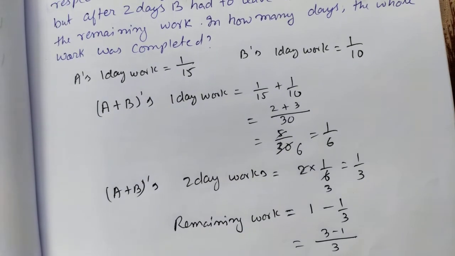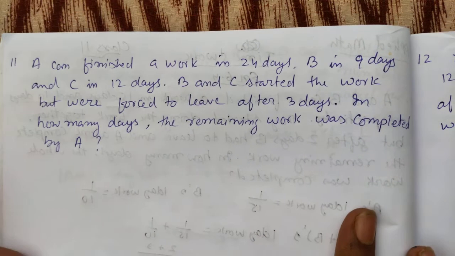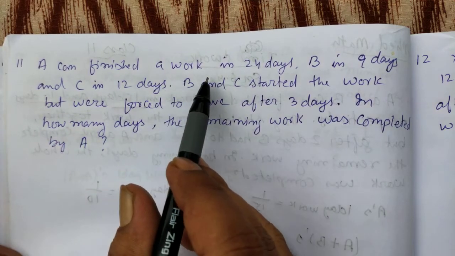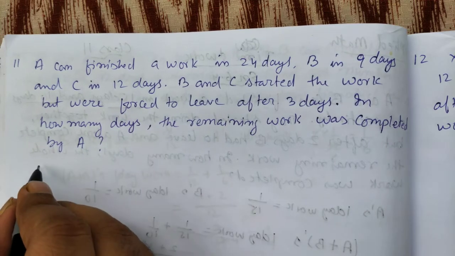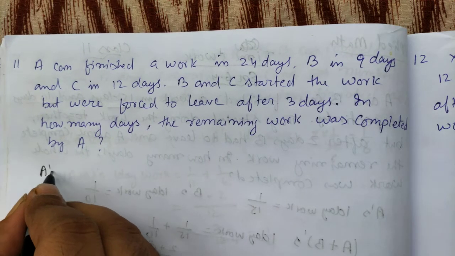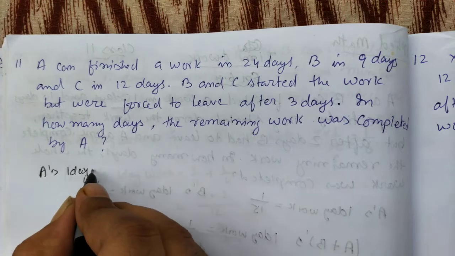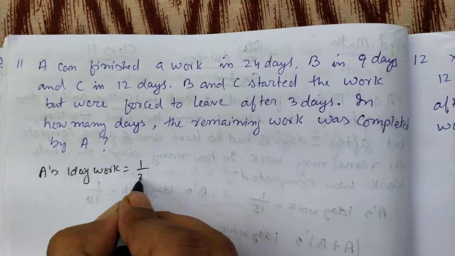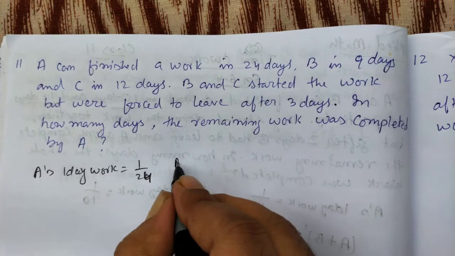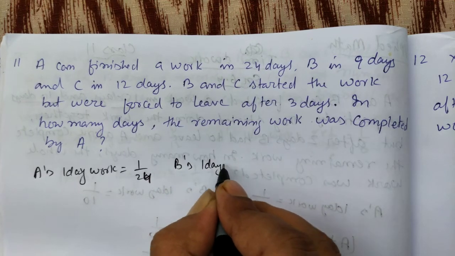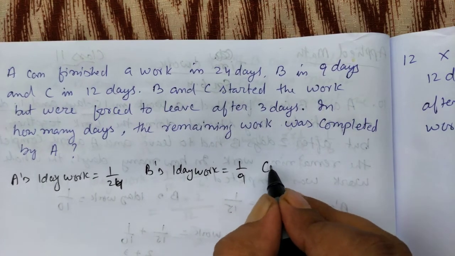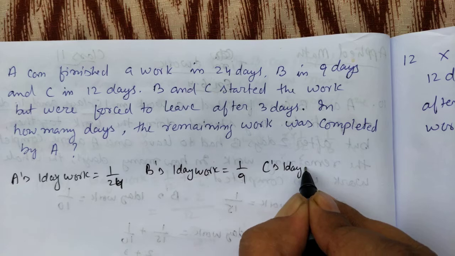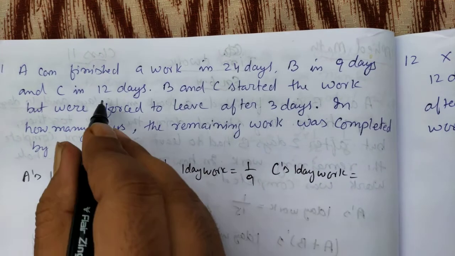Let's do question number 11. A finished a work in 24 days, B in 9 days, and C in 12 days. So let us write 1 day work. A's 1 day work will be 1 by 24. B's 1 day work will be 1 by 9, and C's 1 day work will be 1 by 12.